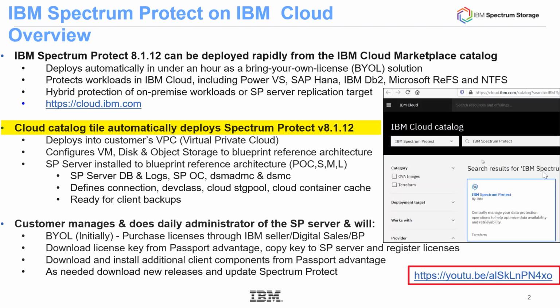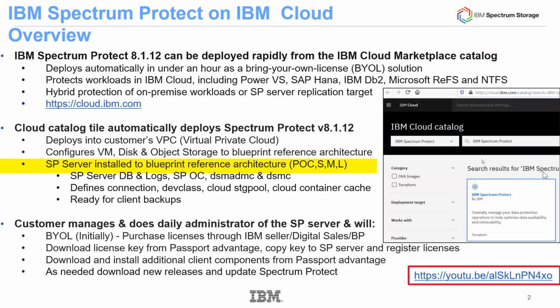So the IBM Cloud Catalog tile, when you click on it, is going to automatically deploy in under an hour the Spectrum Protect version 8.1.12 server and client. It will deploy it into the customer's virtual private cloud. And it will do the configuration of the virtual machine, the disk, and object storage that's going to be needed to fit the size of the Spectrum Protect server as outlined in our Spectrum Protect blueprints.